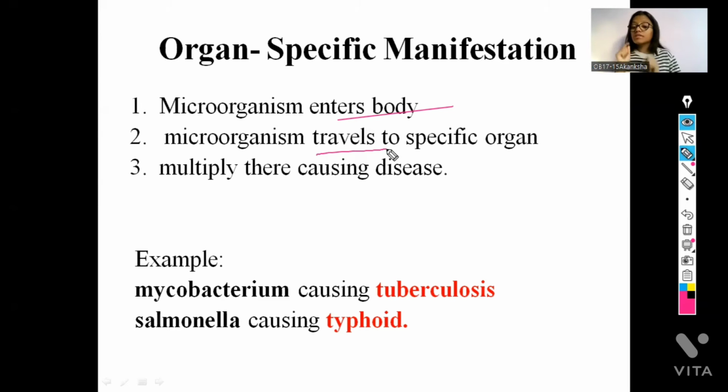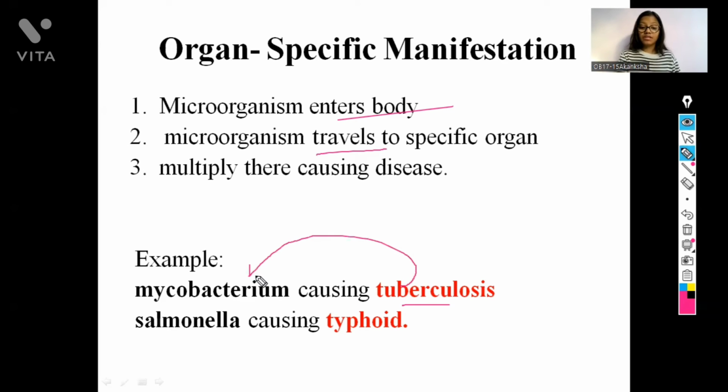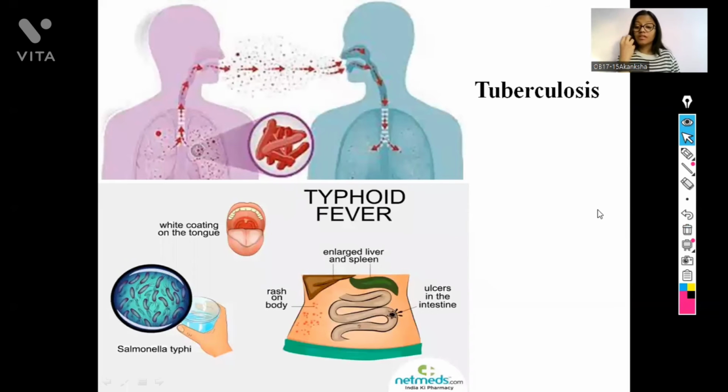Now we will see some examples of these diseases. The first example is tuberculosis. This is a disease caused by a microorganism called mycobacterium, and we will later see which organ it affects. The second disease is typhoid, and it is caused by the microorganism salmonella. So this was all about organ specific manifestations and examples of these diseases.